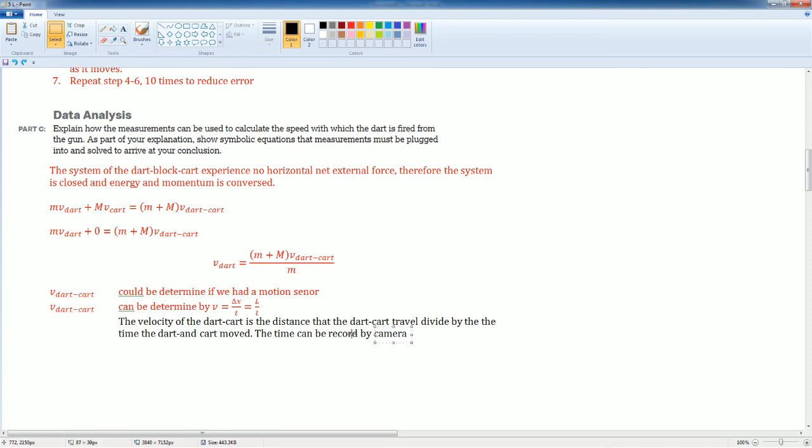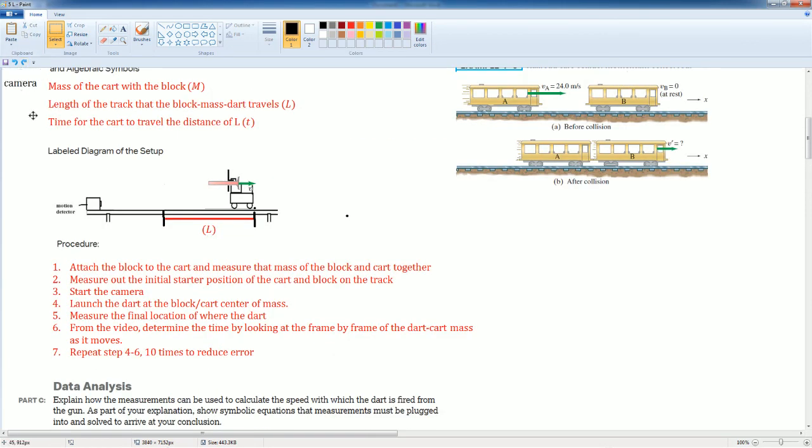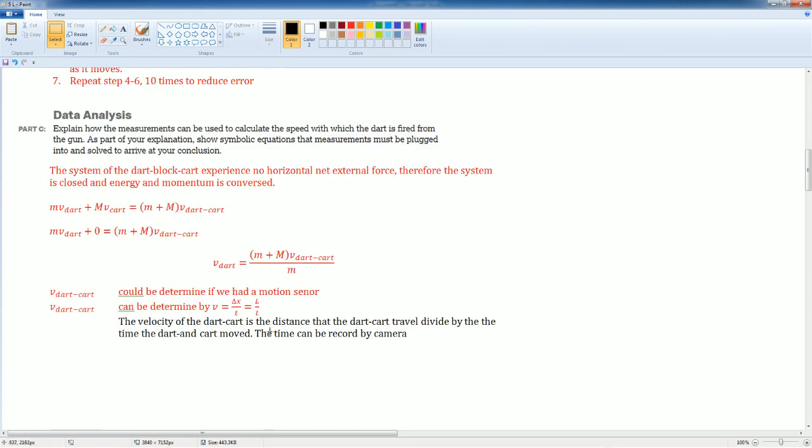So I should mention this is actually the camera, not the motion detector. This problem is easier if you have a motion detector, though. There you go. The camera can give you a time, and from there you have the distance. So V equals delta X over T, which is just the distance traveled divided by the time. There you can get the velocity of the dart and cart together, and you can now plug it in. There you can find the velocity of the dart.